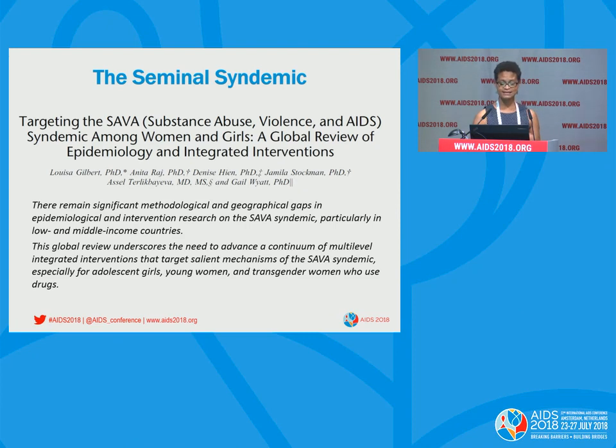And you can see there, it says there remain significant methodological and geographical gaps in intervention research in the SAVA epidemic. And in fact, I'll get to this later, but there are huge gaps in intervention research related to syndemics overall. And their global review underscores the need to advance a continuum of multi-level integrated interventions that target the mechanisms of SAVA epidemics, especially for adolescent girls, young women, and transgender women who use drugs.